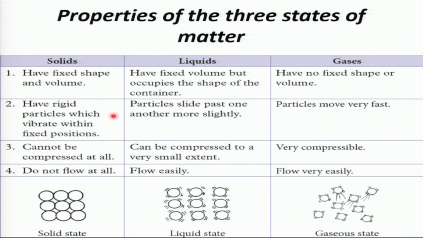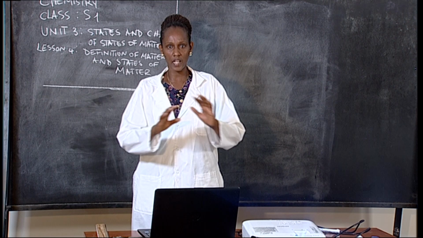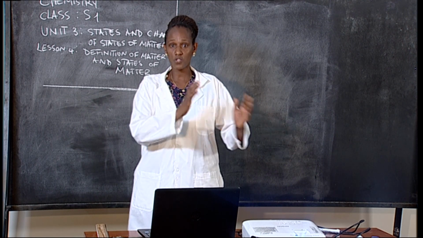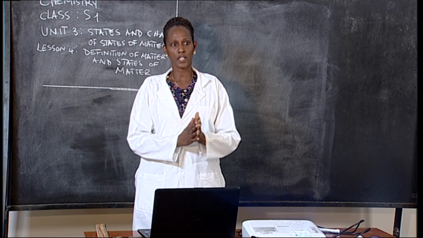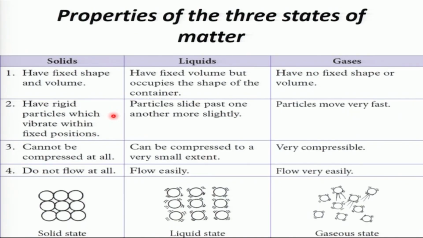All right? So when we talk of the shape, we can say it is irregular, it is rectangular, it is a square, it is any shape you can mention. So the solid state has a shape which is fixed. But look at the liquid state. When you go to a liquid state, we say that they have a fixed volume. The volume is fixed, but the shape is not. It occupies the shape of the container.